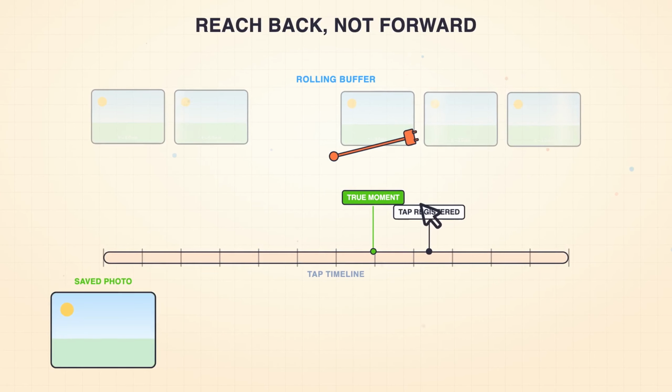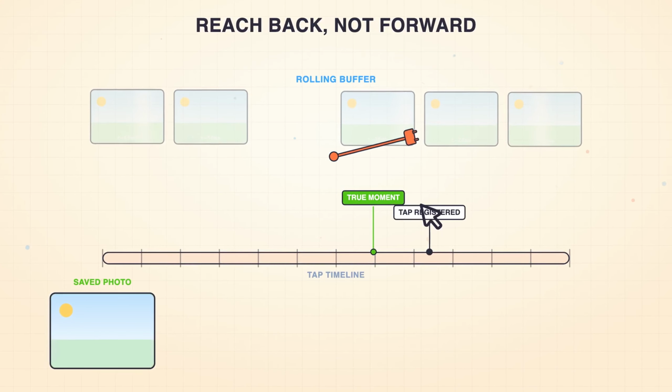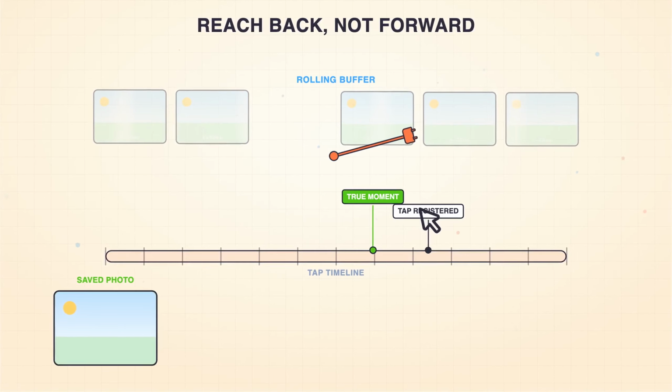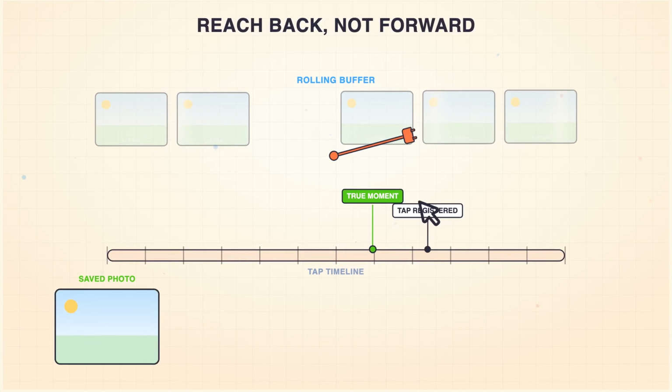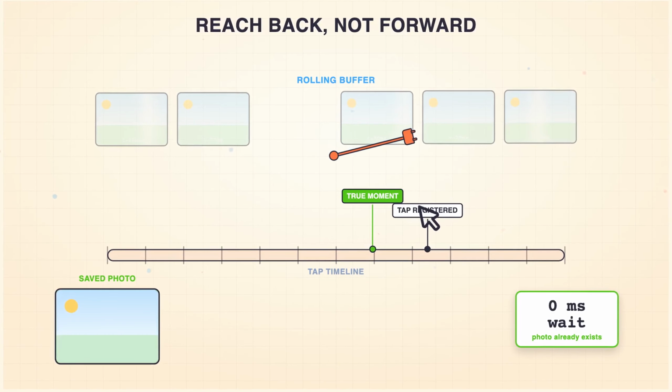Read the hook again. The photo your phone saved was captured milliseconds before your finger ever touched the shutter. That is not a figure of speech. It is literally a frame pulled from the buffer, taken while your finger was still traveling through the air. The wait is 0 because there is nothing to wait for.